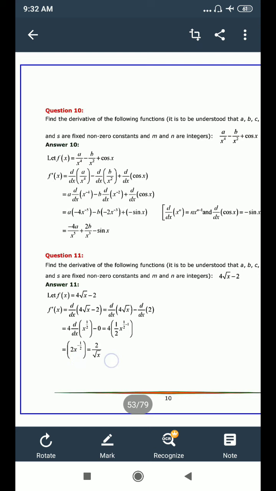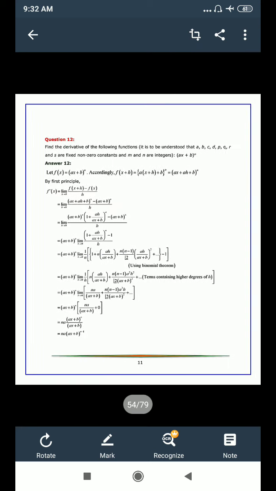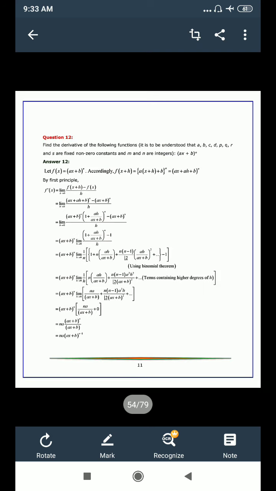X raised to power minus half can be written as 1 upon root x. Come to question number 12: (ax plus b) raised to power n, you have to differentiate using the first principle. Okay, by first principle we will differentiate this.